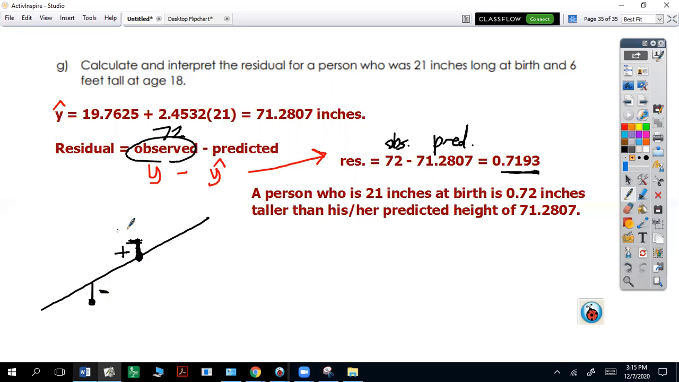Okay, so this is 72, 71.28. So we say a person who's 21 inches at birth is 0.72, you can round that to 0.72 inches taller than his or her predicted height. That's 71.28 inches. All right.